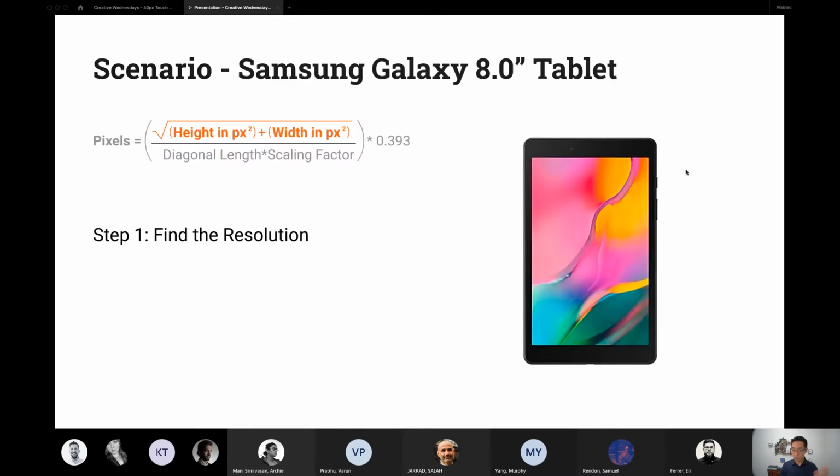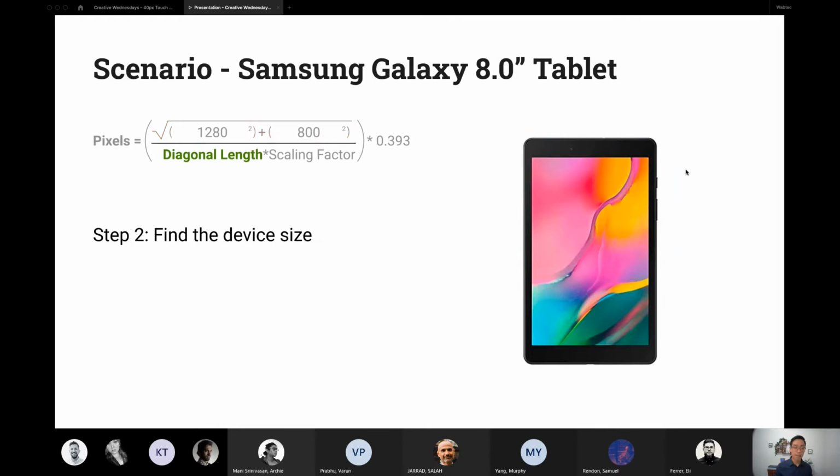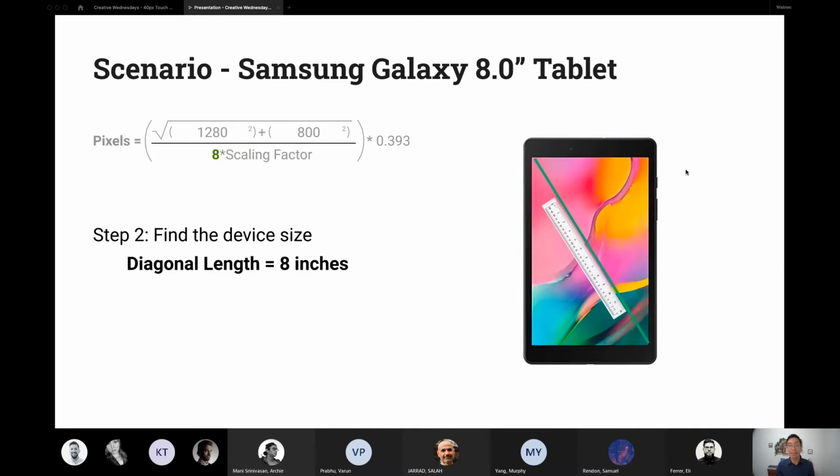And just to walk through this, using this as an example, the first step was finding the resolution. I did this by looking this up online. The resolution was 1280 by 800, and so I plugged that in. Second step was to find the device size. This was easy to do because I have a tape measure, but also you can find this in the name, the Samsung Galaxy 8-inch tablet. So there it goes, 8 inches.